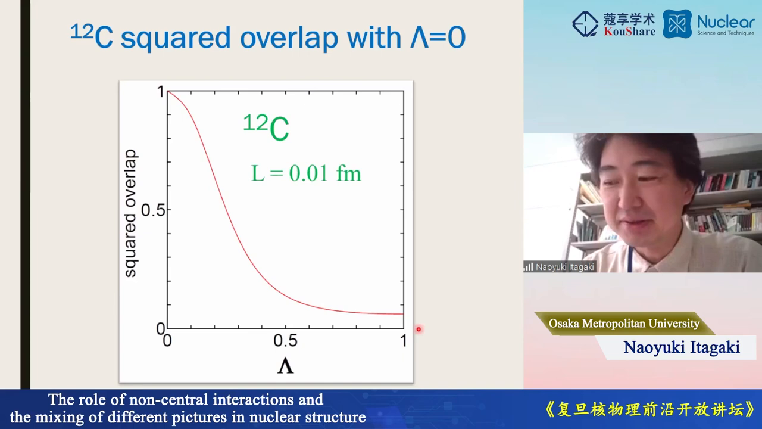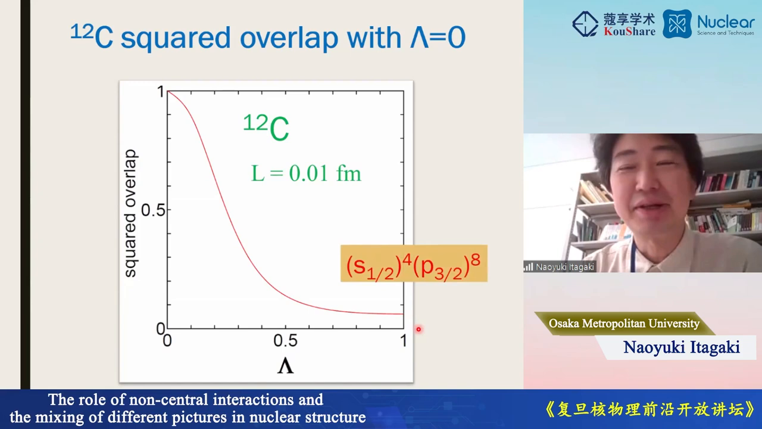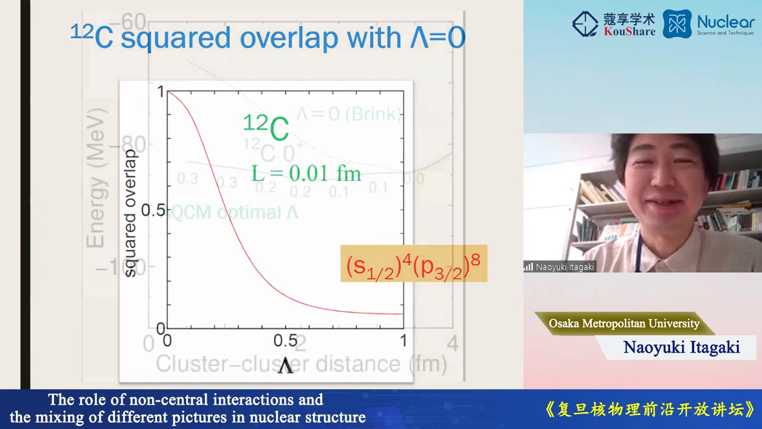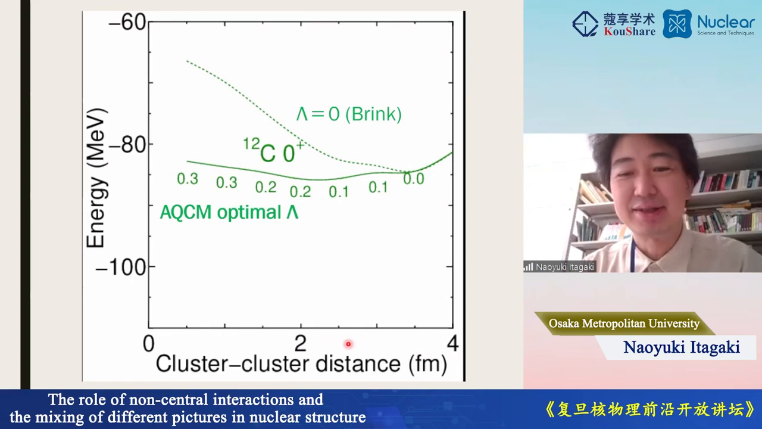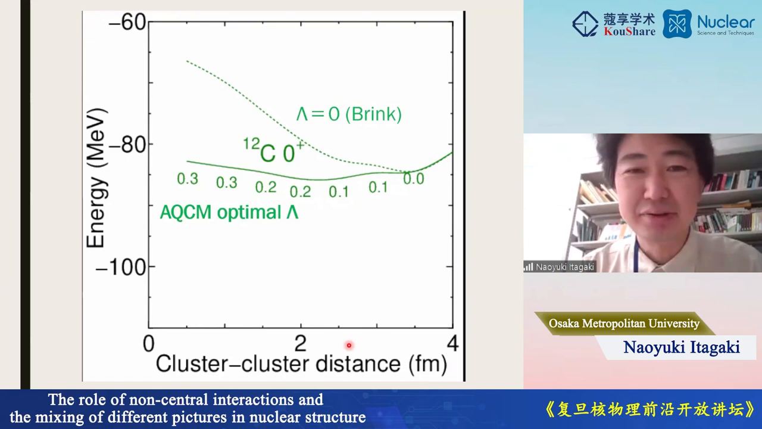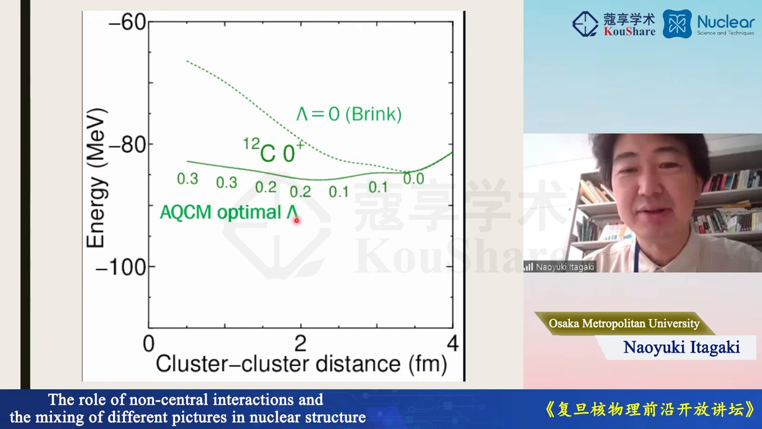Okay, so that's a basic message, and I only have 20 minutes, so I'd like to talk about the application. So let me show some examples. One of the examples is, of course, carbon 12. This is the energy curves as a function of the cluster-cluster distance. The dotted line is a three alpha particle model, the Brink model. And in our model, the three alpha particles are changed into quasi particles. And what are these numbers? These numbers are the optimal lambda. Lambda is the breaking of the alpha clusters.